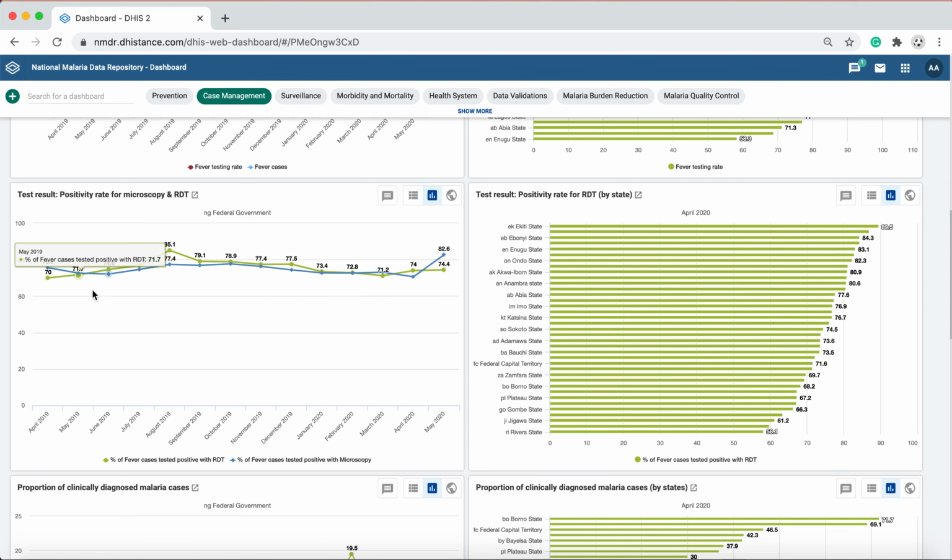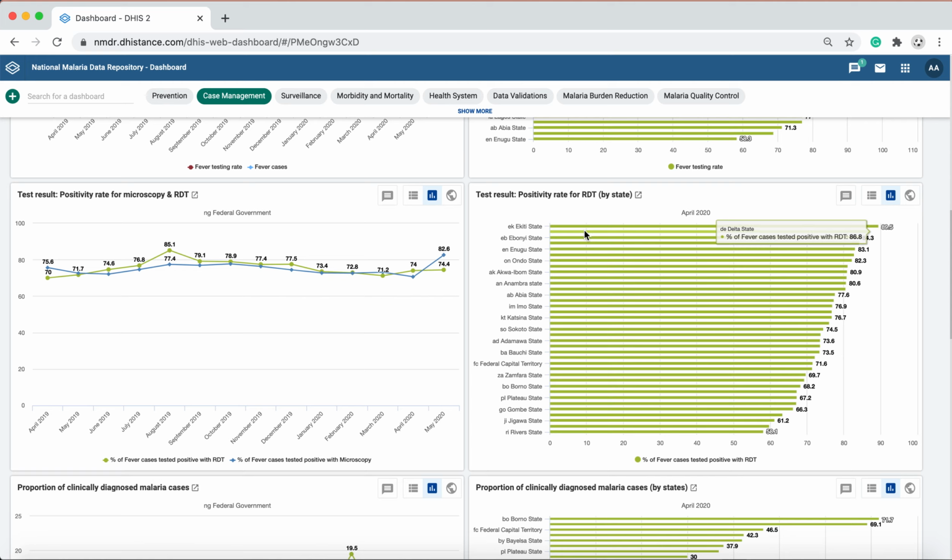You can see the trend is pretty stable over the years, an average with the RDT of about 72% for the 13 months from April 2019 to April 2020. So you can see the state disaggregation of how we see the display of the data.